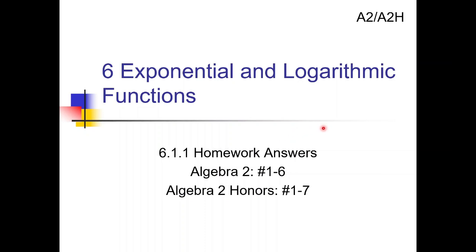Hi, Mr. Sutton here, bringing you the Algebra 2 6-1 Part 1 homework solutions on exponential growth and decay. In this one, we're focusing on graphing exponential functions and also figuring out growth and decay rates.